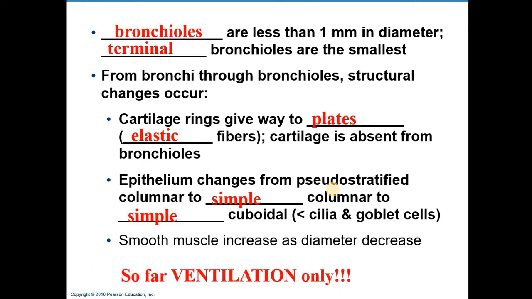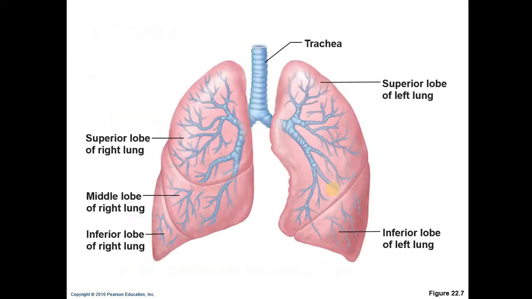So from the nares or the nose, when you're pulling air in up into the terminal bronchioles, you have ventilation only. And ventilation is simply the movement of air. You have no exchange of gases whatsoever at this point, just movement of air. So you can locate those areas in the picture.